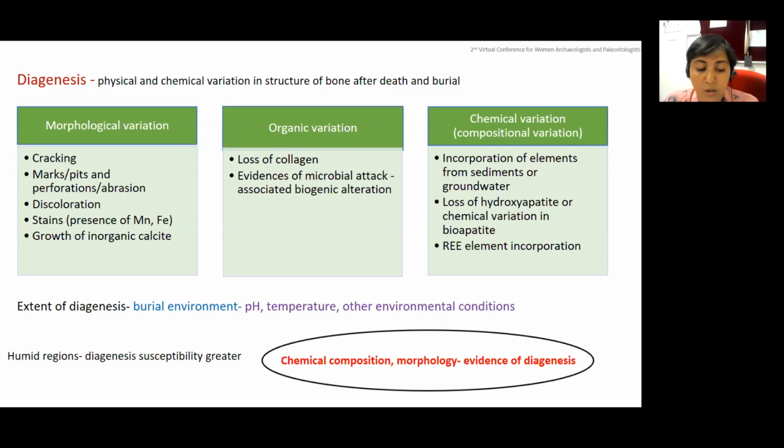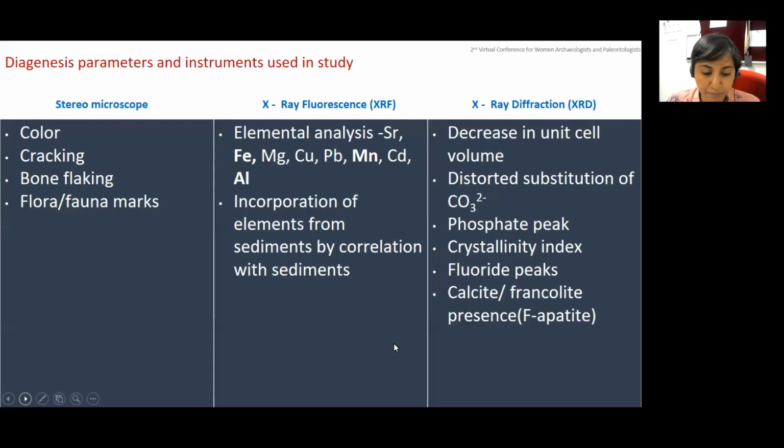And diagenesis is also quite dependent on the environmental conditions under which the bones are buried. These include the acidity or alkalinity, the pH of the soil, temperature, organic content of the soil, among many other factors. So in this study, we have used the following instruments to characterize diagenesis parameters. The stereo microscope looks into the surface alterations, while the X-ray diffraction and the X-ray fluorescence were used to characterize the chemical diagenesis.